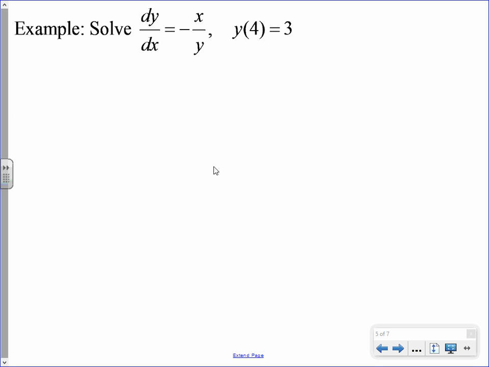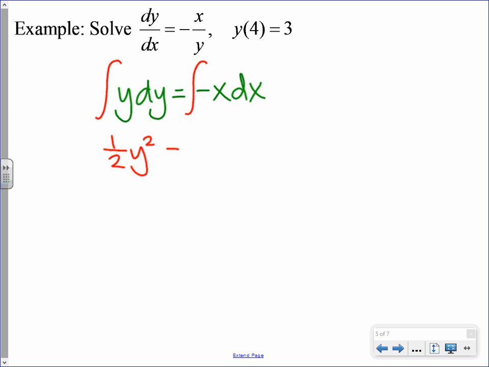Okay, so we have y dy equals, I'm going to go ahead and leave the negative with the x. We know eventually we're going to have to solve for y, so I think it's going to be to our benefit to have that negative with the x no matter what. Do you agree? Okay. So y dy, antiderivative, 1/2 y squared. We're going to leave the plus c just for the right side. So we have negative 1/2 x squared plus c.